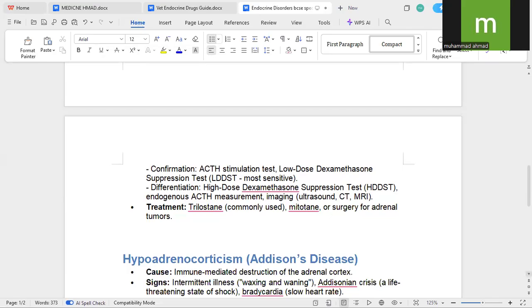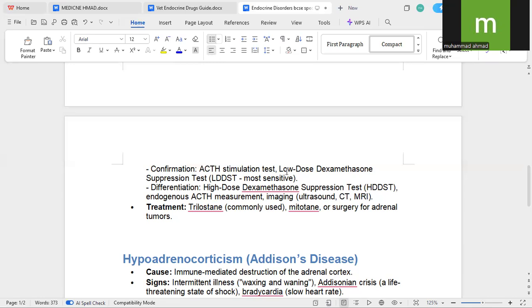Now discuss the different confirmation tests. We go for the ACTH stimulation test, and actually the test tells whether the pituitary gland is okay or not. If there is a problem in the pituitary gland, and after the injection of the ACTH, there is no effect. So this is the ACTH stimulation test.